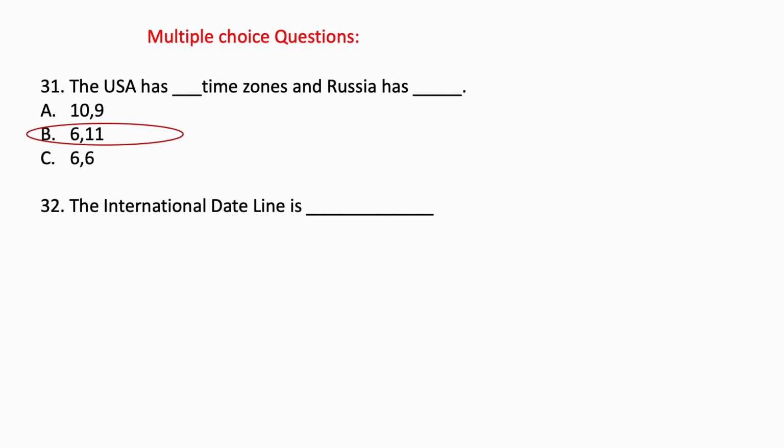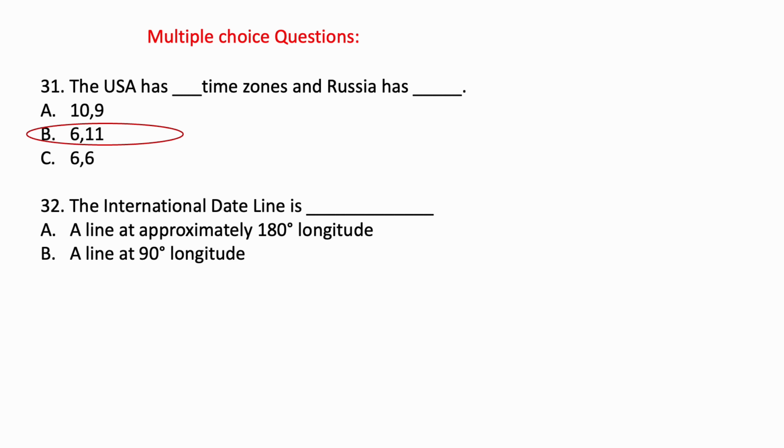Next one, the international date line is option A, a line at approximately 180 degree longitude, option B, a line at 90 degree longitude, option C, a line at 0 degree latitude. Correct answer is a line at approximately 180 degree longitude.